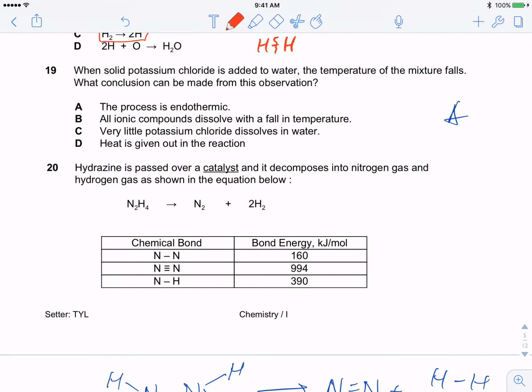Question 19. When solid potassium chloride is added to water, the temperature of the mixture falls. So this tells us it is endothermic. So answer is A.